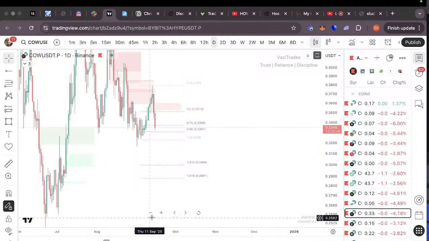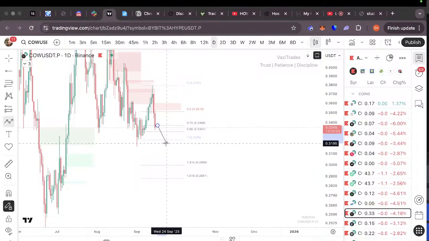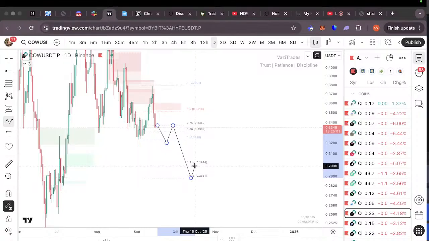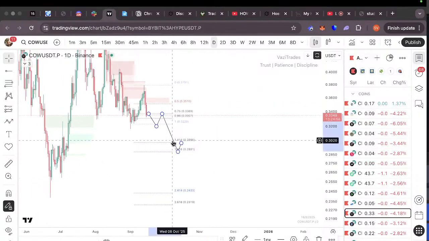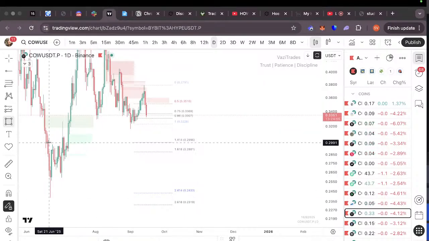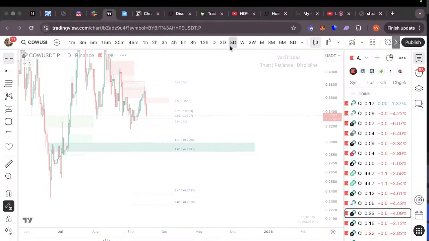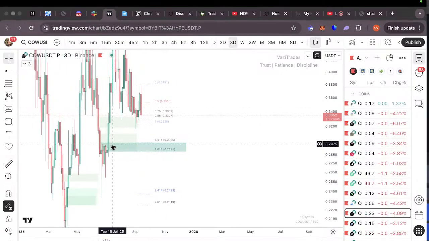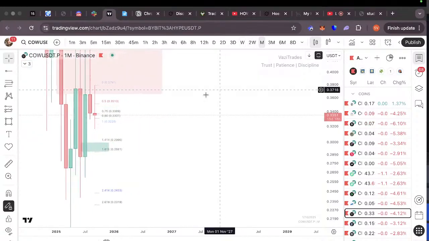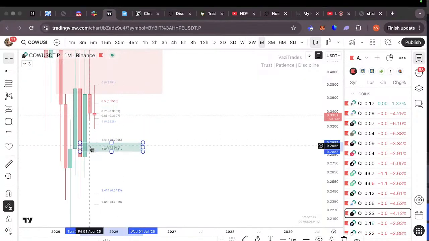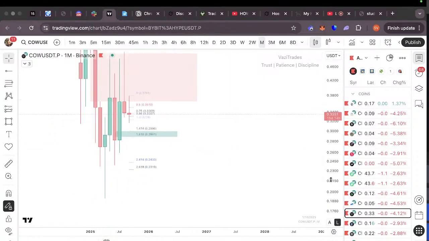In case price is losing this area, then next target is this Fibs 1.41. I will highlight it right now like this, and I will show you how it looks on different time frames. So on 3D, it aligns with 3D FVG. On the weekly, it aligns with the weekly FVG. On monthly, it aligns with this monthly order block, right?